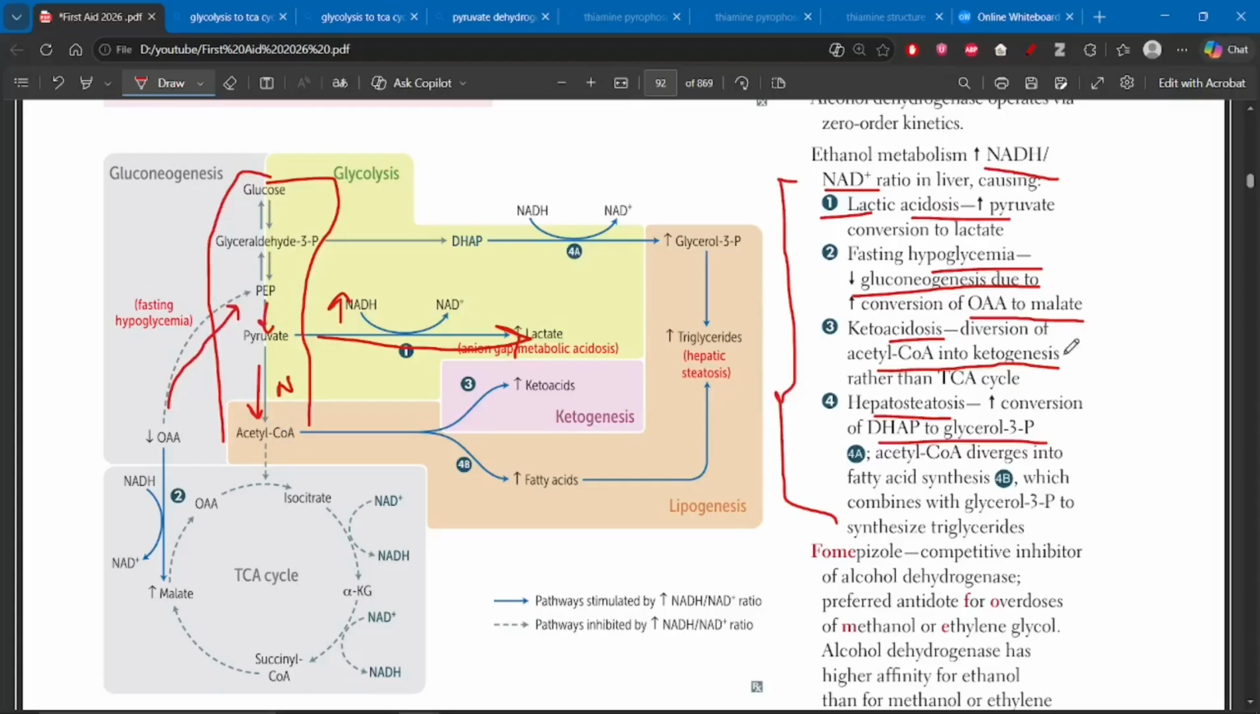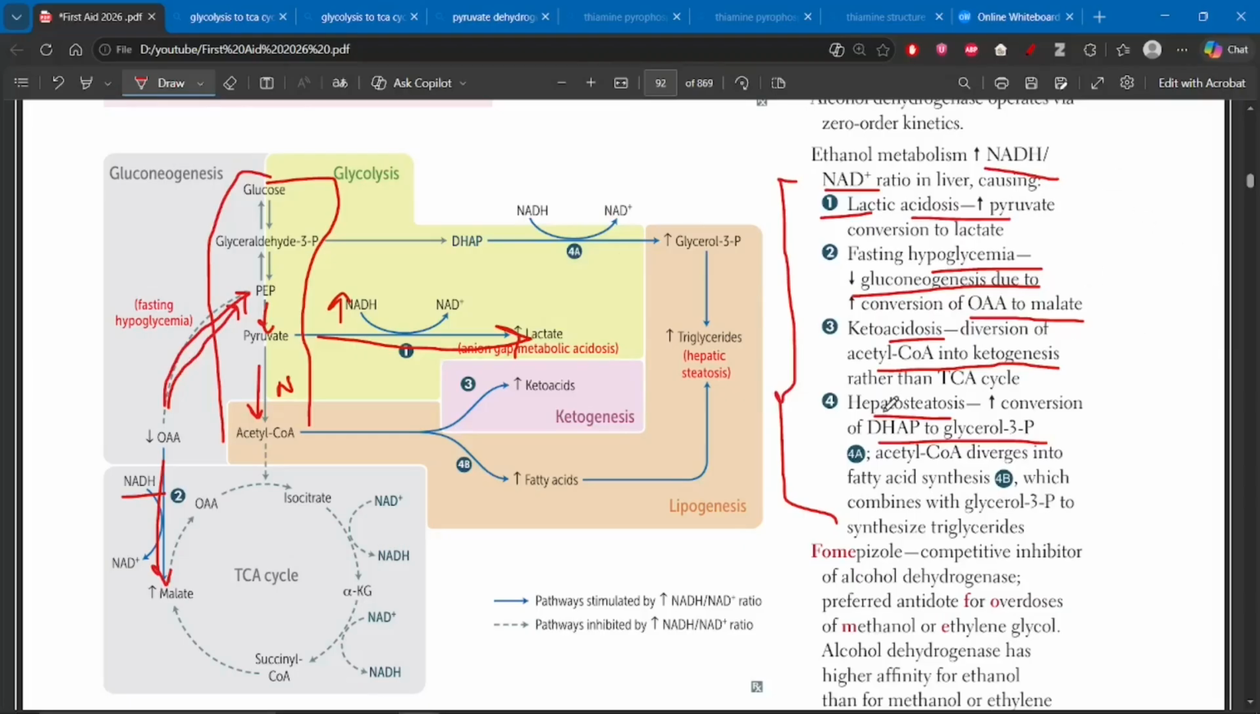But again, because of this increased ratio, instead of being converted to PEP, it converts into malate, right? Because this reaction requires NADH, and the body is already sufficiently filled up with NADH, so it prefers to use NADH and it gets converted into malate. Again, it leads to fasting hypoglycemia because if oxaloacetate was allowed to go into its normal pathway, it can lead to glucose formation. It can lead to ATP formation, right? It can lead to avoidance of hypoglycemia, but again, that does not happen.